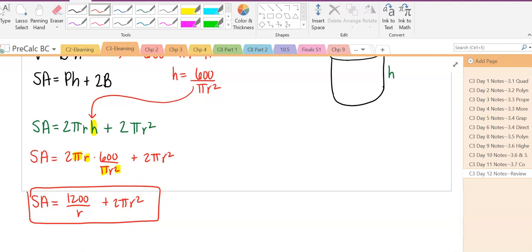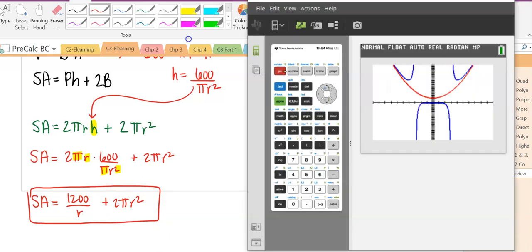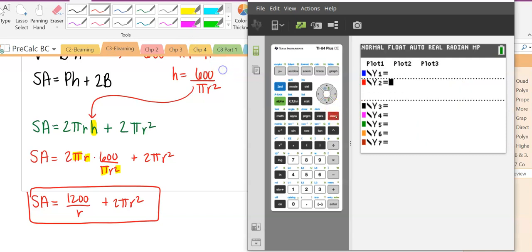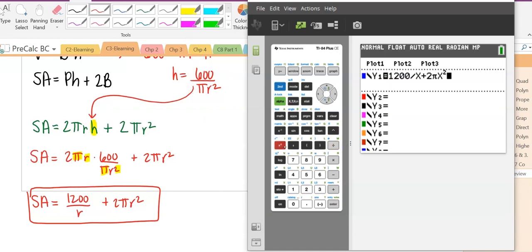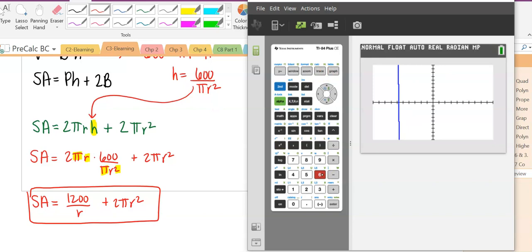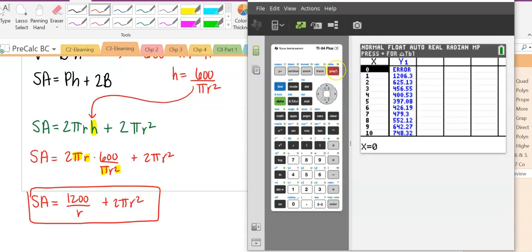And now again, we're minimizing surface area. So we will have to type that in. 1200 over r, which I'm just going to put x, plus 2 pi x squared. And we'll do zoom 6. Okay, over here, this would be the radius is negative, which obviously I can't do anything with. I don't see anything else, so I'm going to check my table.